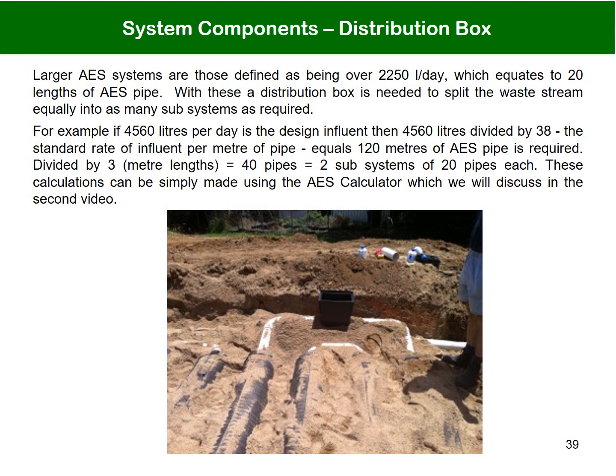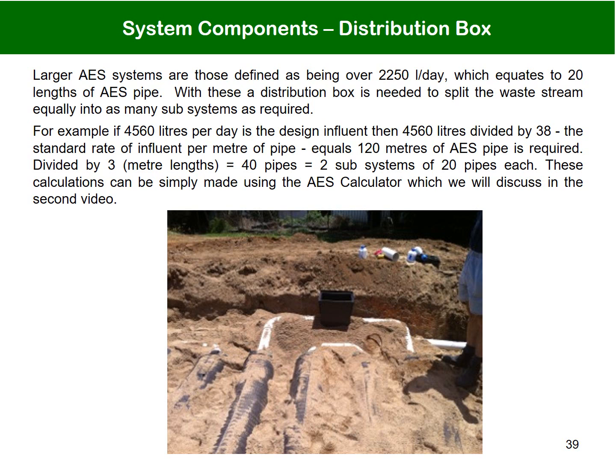Larger AES systems are those defined as being over 2,250 litres a day, which equates to 20 lengths of AES pipe. With these, a distribution box is needed to split the waste stream equally into as many subsystems as required. For example, if 4,560 litres per day is the design influent, then we would divide that figure by 38, the standard rate of influent per metre of AES pipe, which equates to 120 metres of pipe.